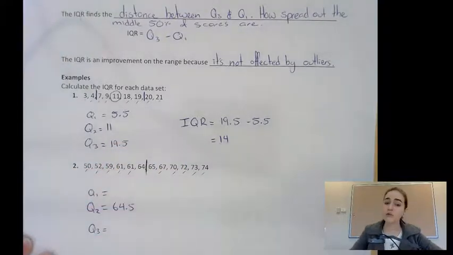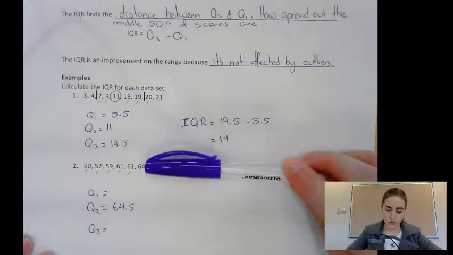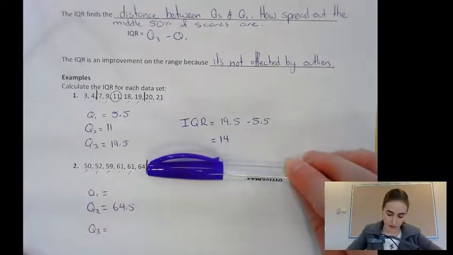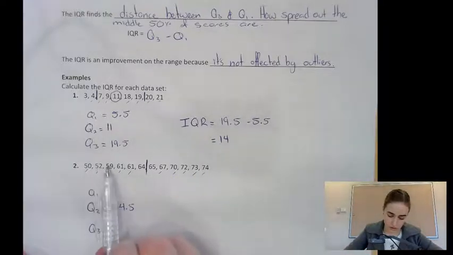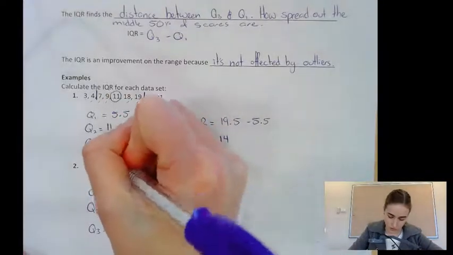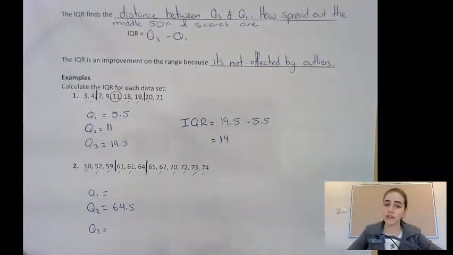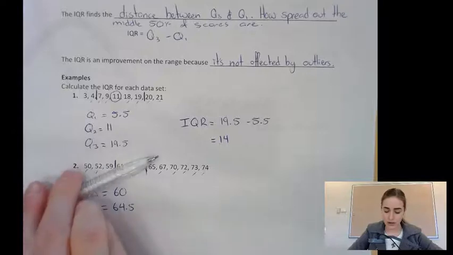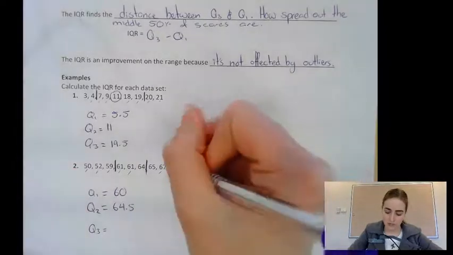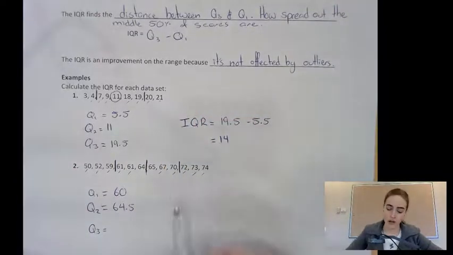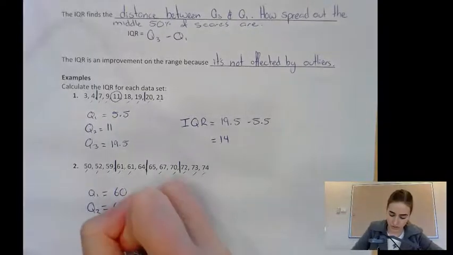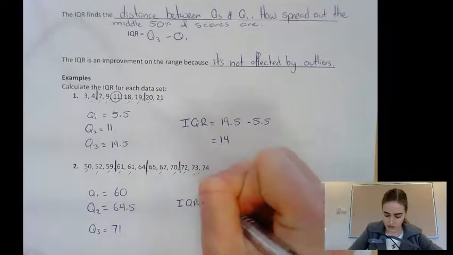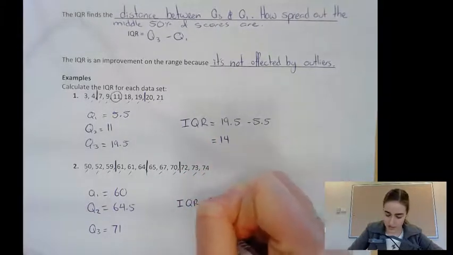So now I have to find Q3 and Q1. I'm going to ignore these top scores and just find the median of the bottom half here. I've got 6 scores there, so 1, 2, 3, 1, 2, 3. So my Q1 is going to be right there. Halfway between 59 and 61 is 60. And then if I'm looking at my top half of the data, my Q3 is going to be right between that 70 and the 72, so it's going to be 71. So my interquartile range is going to be 71 minus 60, which will give me 11.